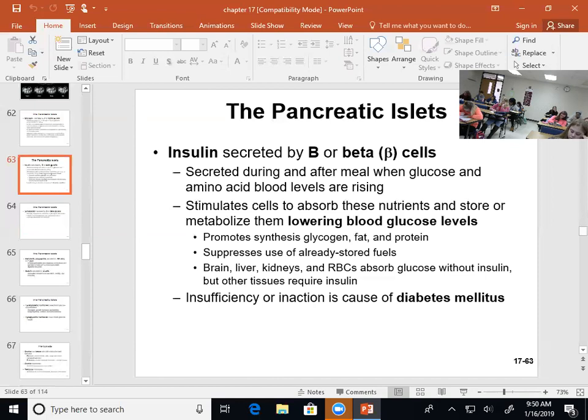Too much sugar in the bloodstream: glycemia. Hyperglycemia. Here's another one: glycosuria. One word. These are all symptoms of diabetes mellitus. Sugar in the pee. That's urine. Exactly right. Sugar in the urine.